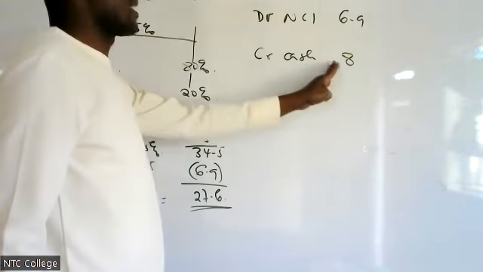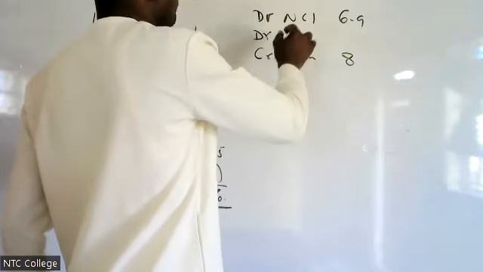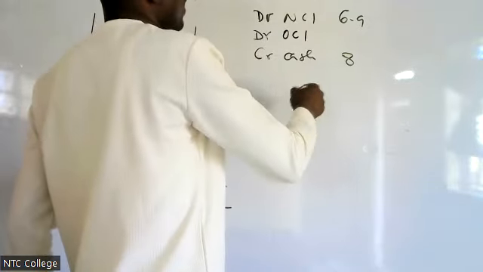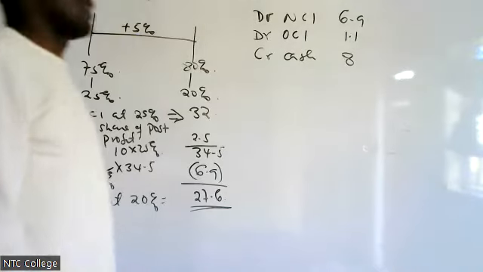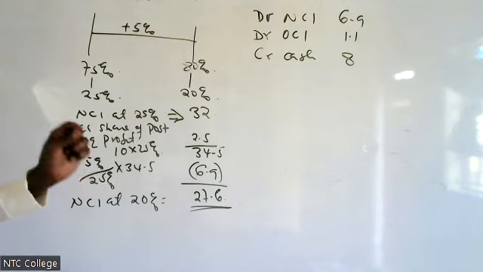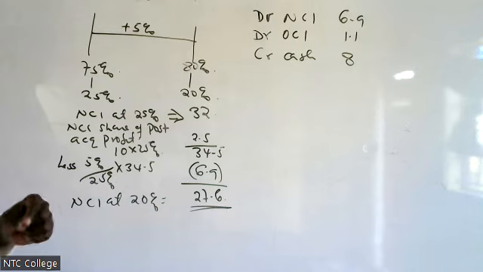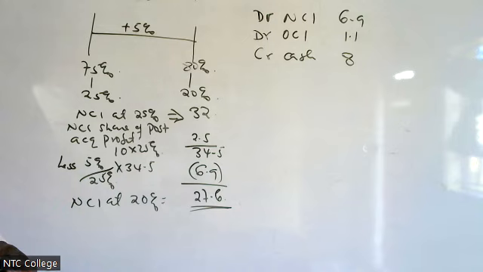But it has not balanced. The difference is 1.1. It means I'm also going to debit OCI or other components of equity with 1.1. Because I overpaid to acquire NCI, it will reduce my components of equity. My OCI, other components of equity, will reduce by 1.1.